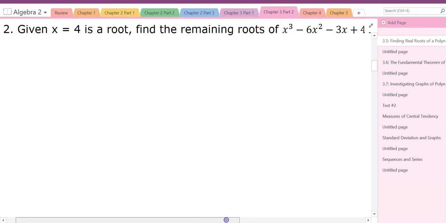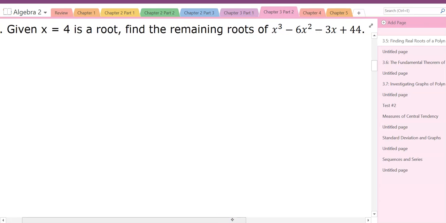So for this one, they tell us that x equals 4 is a root. We need to find the remaining roots for this x to the third minus 6x squared minus 3x plus 44. I'm going to start this out the same way that I started that last problem, using that synthetic substitution so that I can get a smaller polynomial to work with. Because I have x to the third here, I'm going to try to get it back down to x squared, a quadratic, because I know how to solve those pretty easily. So I'm going to put 4 up in the box area.